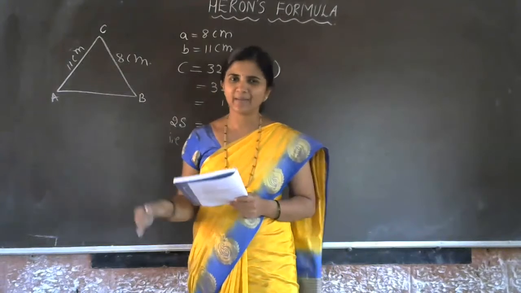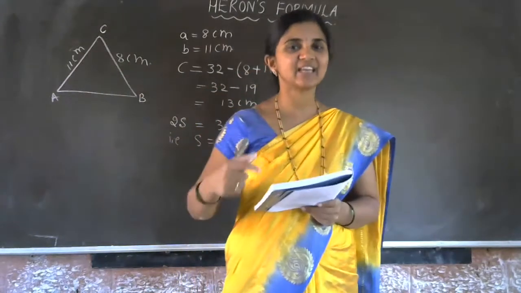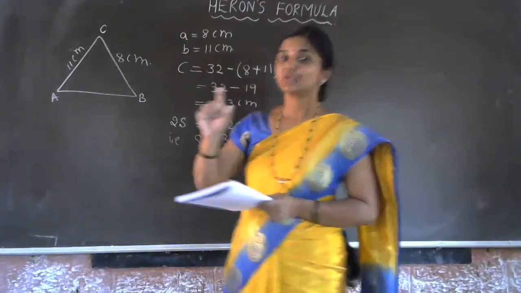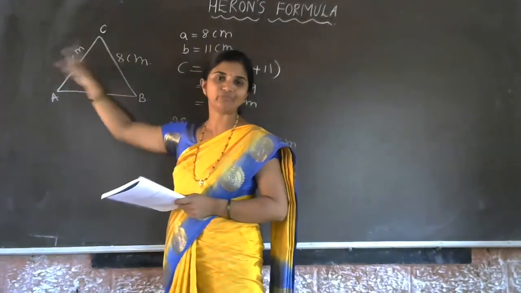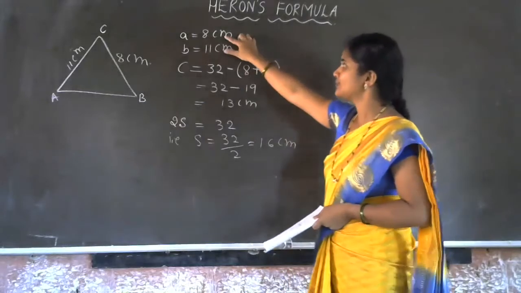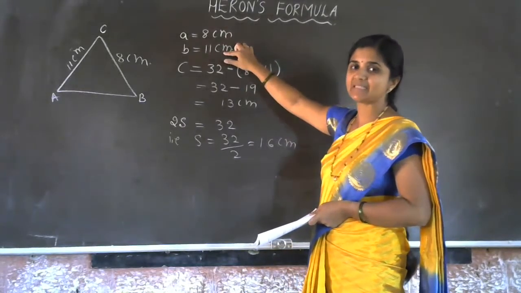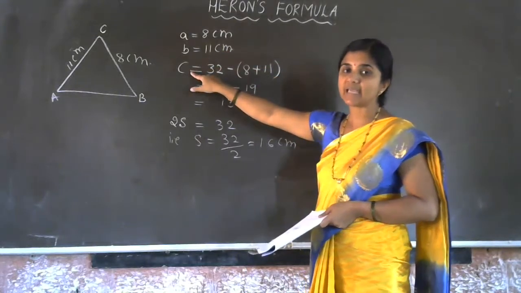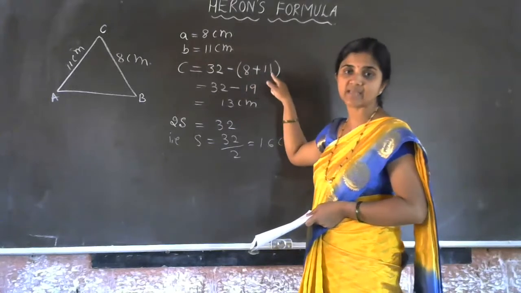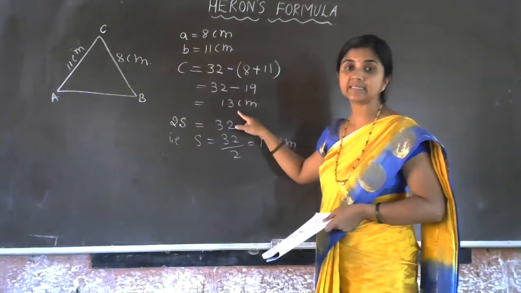If the perimeter and two sides are given, you can easily calculate the third side. From the perimeter we have to subtract the sum of these two sides, then you will get the third side. Here A is 8 centimeter and B is 11 centimeter. How to calculate C? From the perimeter, we subtract the sum of the remaining two sides, that is 8 plus 11, so 19. 32 minus 19 is 13 centimeter.